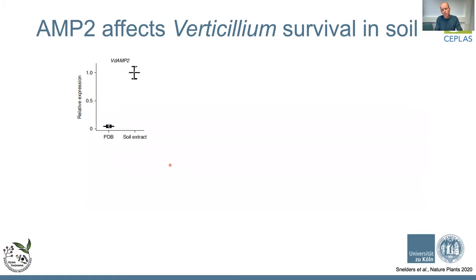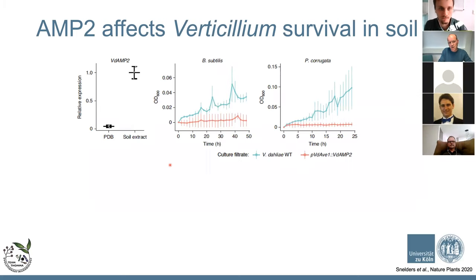But then we realized when we treated Verticillium with soil extract that all of a sudden this gene is highly induced. We don't see expression in plants, but we see expression in soil. And so we produce the protein in this case. Also here, production in E. coli didn't work, but what we did here is we engineered Verticillium such that it constitutively produces this protein. And then we used culture filtrate to test. And so the culture filtrate of this transformant basically shows antagonistic activity towards Bacillus and towards Pseudomonas. So Pseudomonas was not targeted by AV1. So here we already see that there is a difference in the activity spectrum.